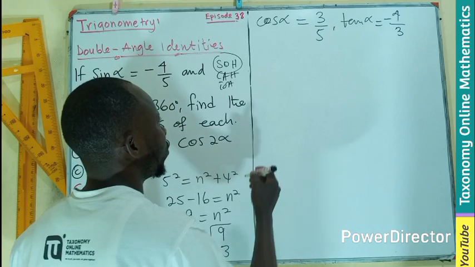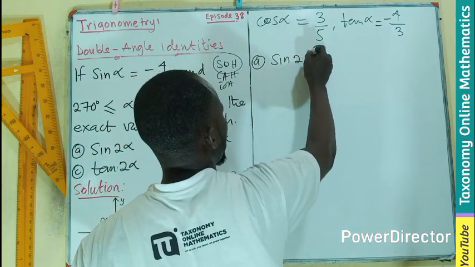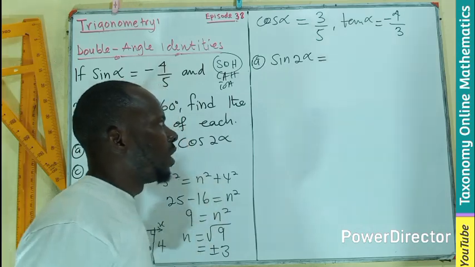Alright, so what do we do? In this case, let's go to the question. Question A is asking for sine 2 alpha. How do we expand that?